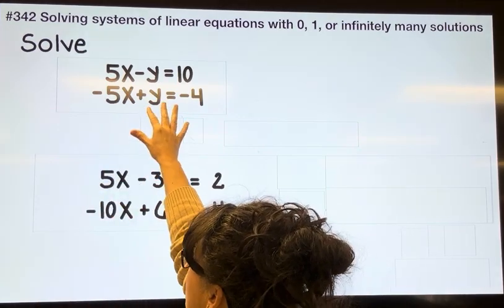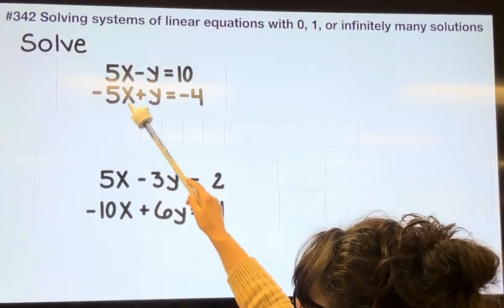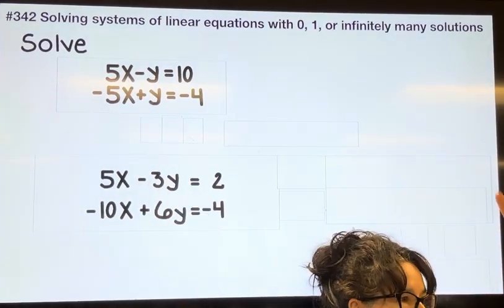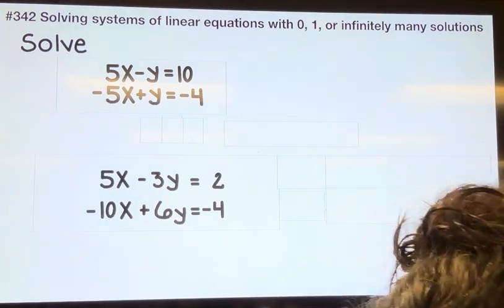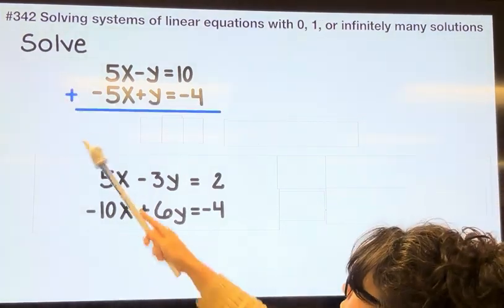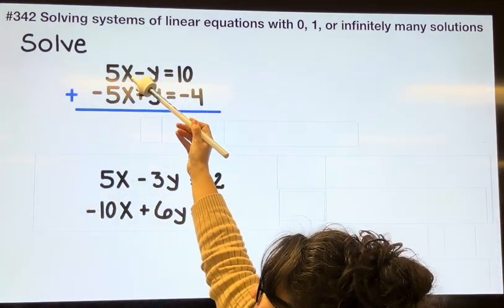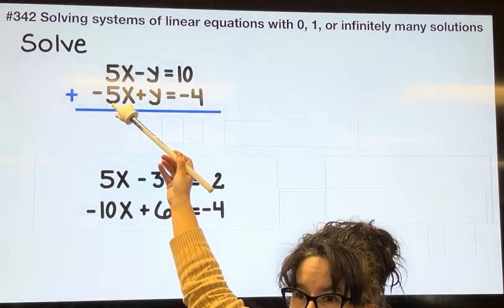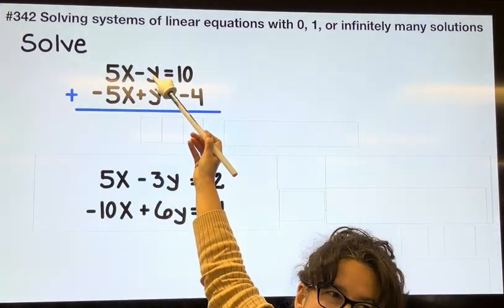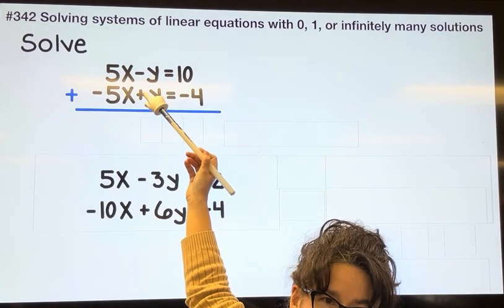So looking at this first example, we're in luck. 5x and negative 5x, they're already opposites. So to get going, I'm just going to draw my line and add them together. 5x minus 5x is nothing. Negative y plus y is nothing.